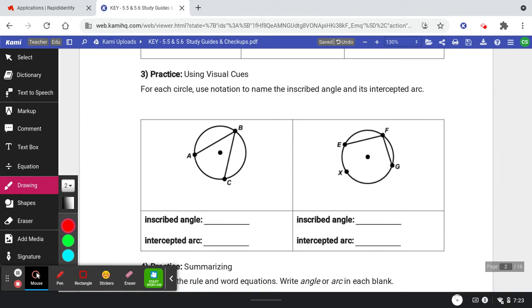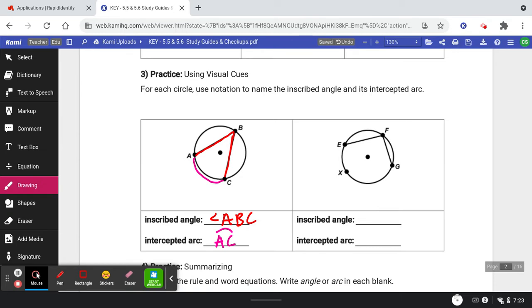So what would we call this? We would call this angle over here inscribed angle ABC. Notice we say the B in the middle, because that's the vertex. And the intercepted arc, the arc that would be intercepted by that angle at the edge of the circle, is called arc AC.